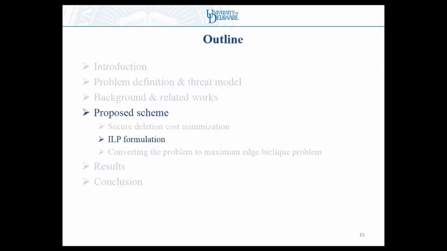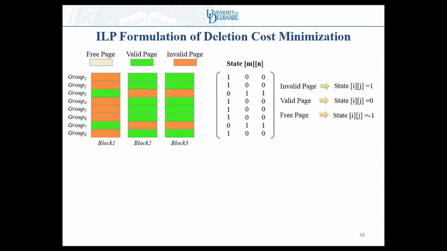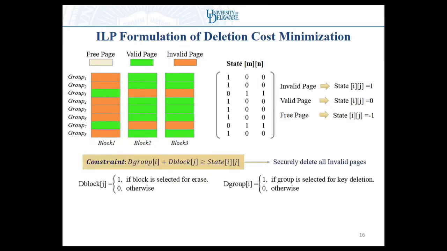What we did first was try to formalize our problem. We converted this solution to a status matrix, where invalid pages are shown with 1 and valid pages are shown with 0. Then we have two other vectors. The first one is D block, which shows whether the block is chosen for erasure or not. And the second one is D group, which shows whether the group is selected for its key to be deleted or not. So our constraint, if you remember, which was deleting all the invalid pages, can be translated to this.